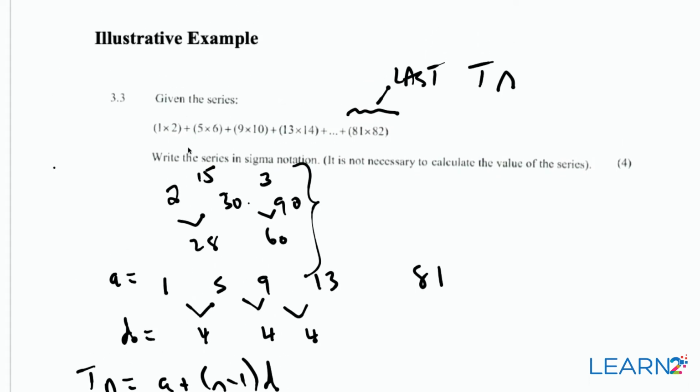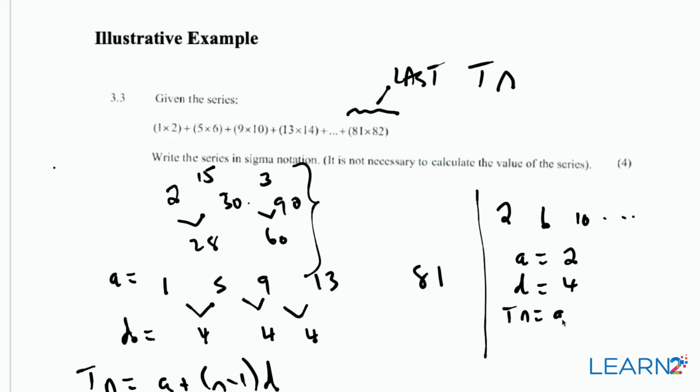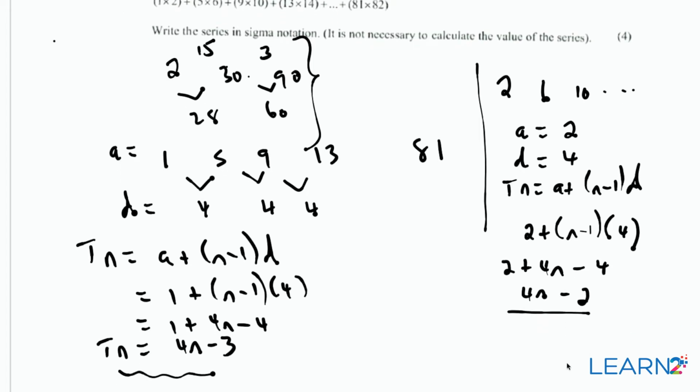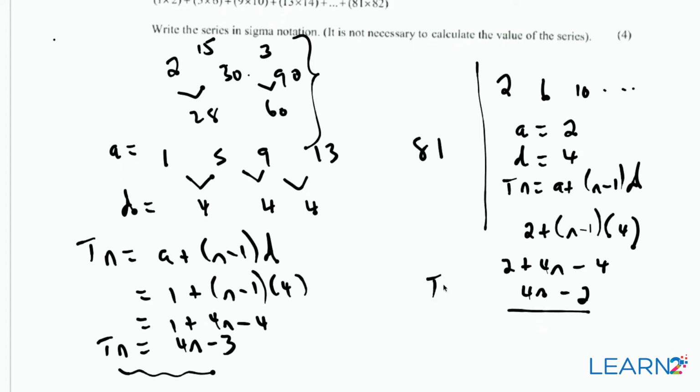What about the second numbers? If we write down those second numbers, they are 2 followed by 6, followed by 10, etc. So in this sequence, the A is 2, and the D this time, 2 to 6 is 4, 6 to 10 is 4. So let's work out Tn again, A plus n minus 1 times D. If we substitute, the A value this time is 2, plus n minus 1 times the D value of 4. So it's 2 plus 4n minus 4. Collect like terms, we get 4n minus 2. So the Tn of the other one is 4n minus 2.